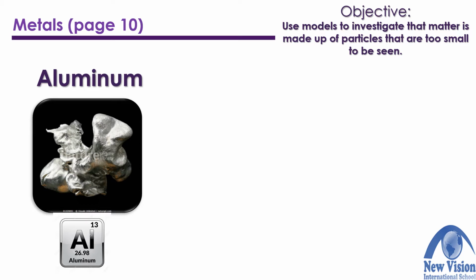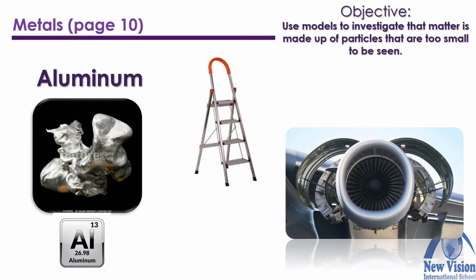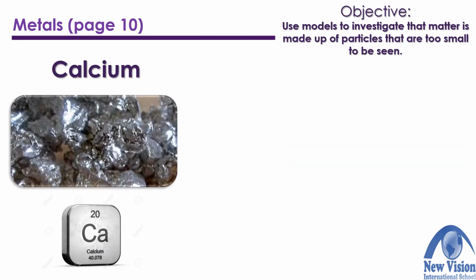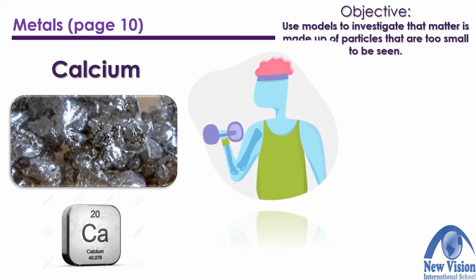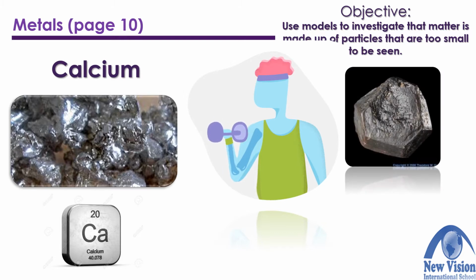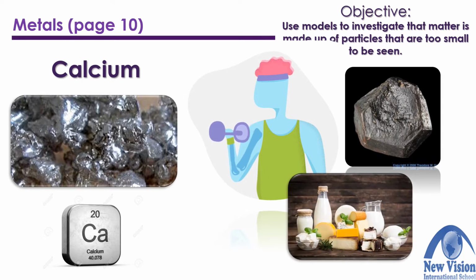Aluminum is light and strong. It is used to make ladders, airplane parts, and other items that need to be strong without being heavy. Calcium is important for strong bones. You get calcium from food, but pure calcium is a metal. The calcium in food is combined with other elements. Dairy products can be a good source of calcium.